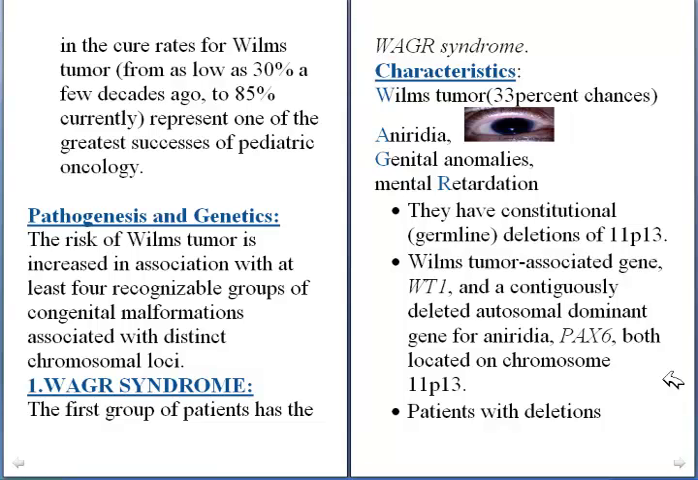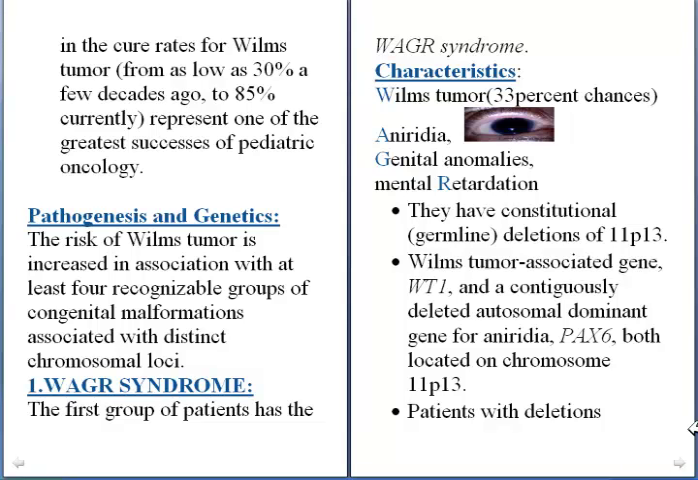The genetics tell us that there's actually a germline deletion of the short arm of chromosome 11 at band 13. The 11 stands for the chromosome, the P stands for the short arm, and the 13 stands for the band on the short arm of the 11th chromosome. On that particular band, we have the Wilms tumor associated gene, and we have an autosomal dominant gene which is called PAX6.